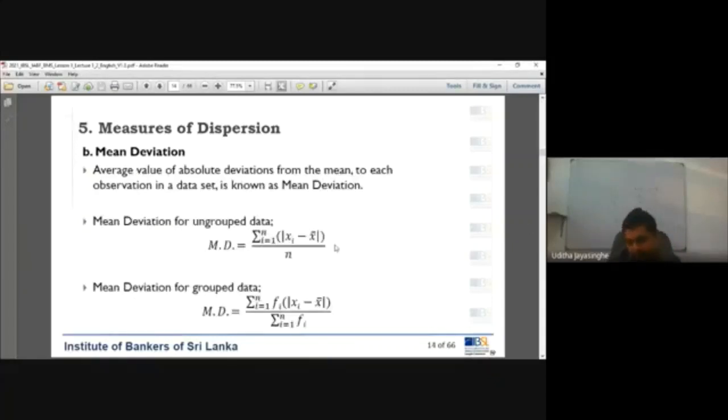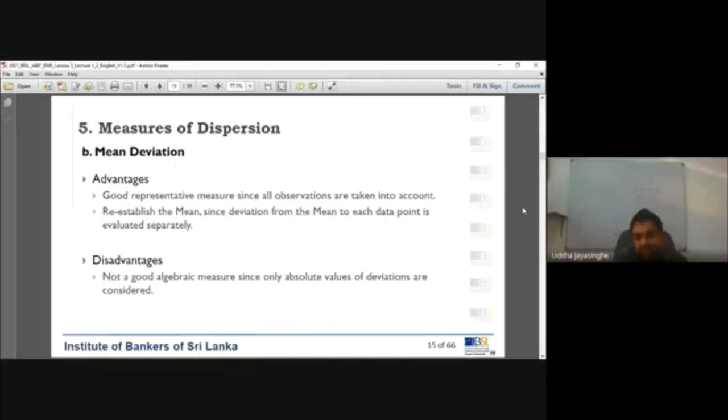If you ask me, mean deviation, could we see much more examination questions? I would say not much, but on the next couple of discussions on the standard deviation and the variance. Okay, we'll come to there once we discuss on the advantages and disadvantages of the mean deviation.